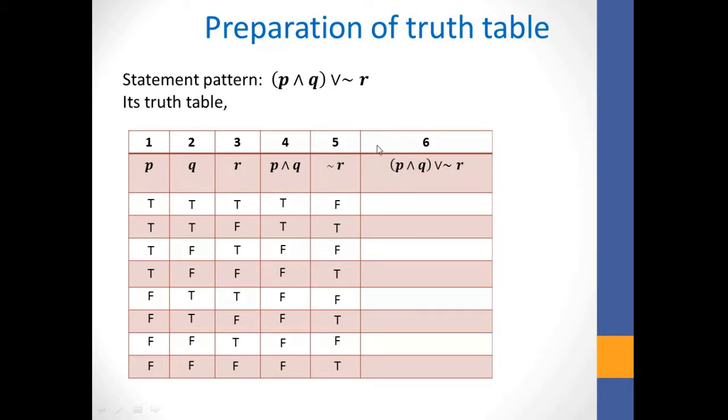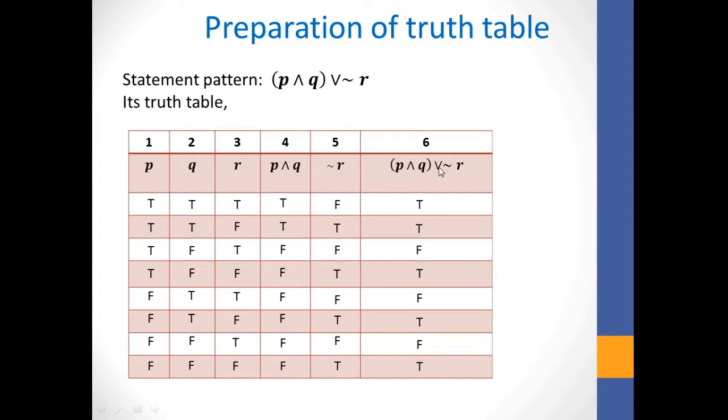Now last one, P and Q or negation R. So column number 6. Now see, P and Q or negation R. So T or F is always T, then T or T is T, F or F is F, F or T is T, F or F is again F, F or T is also T, then F or F is F, F or T is T.